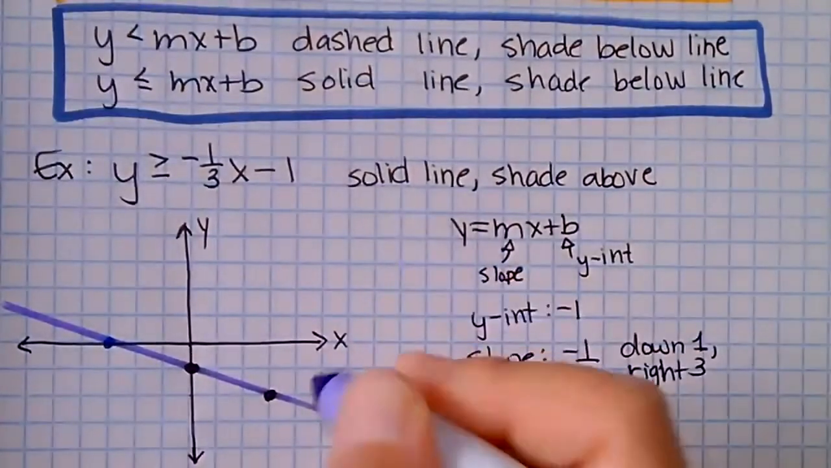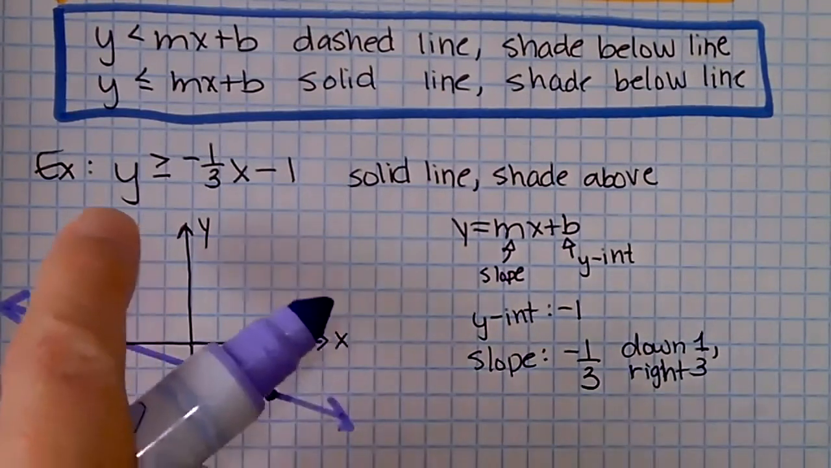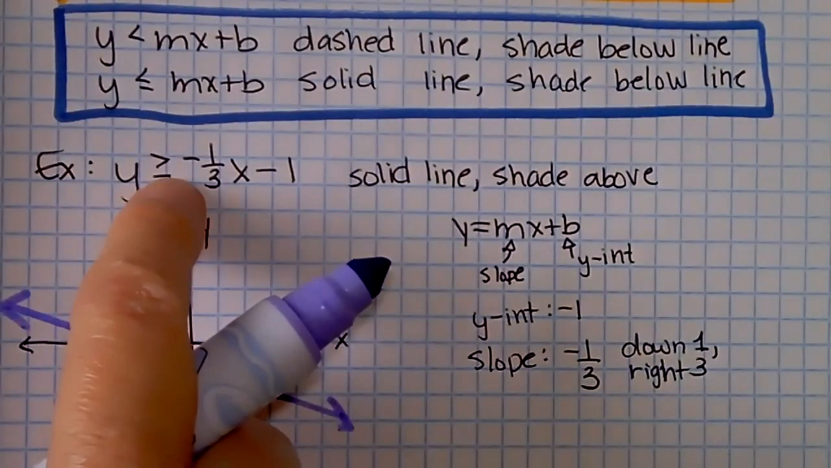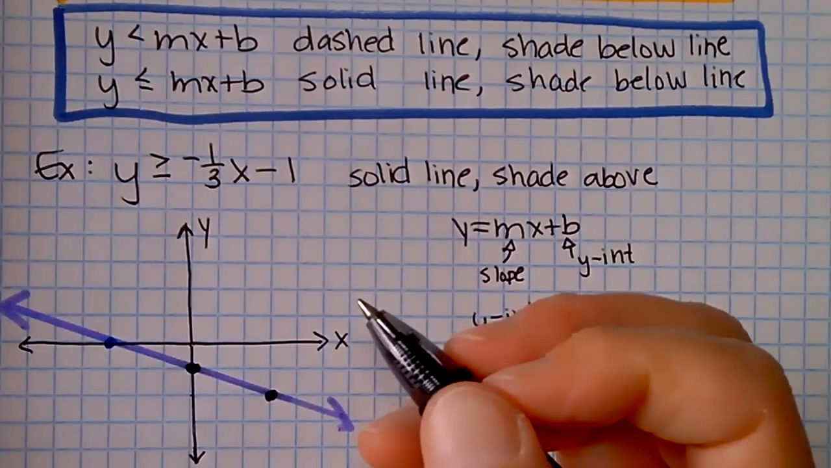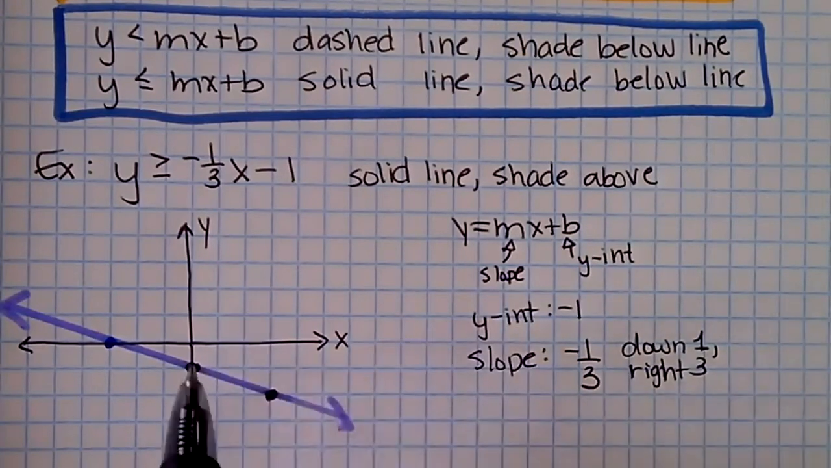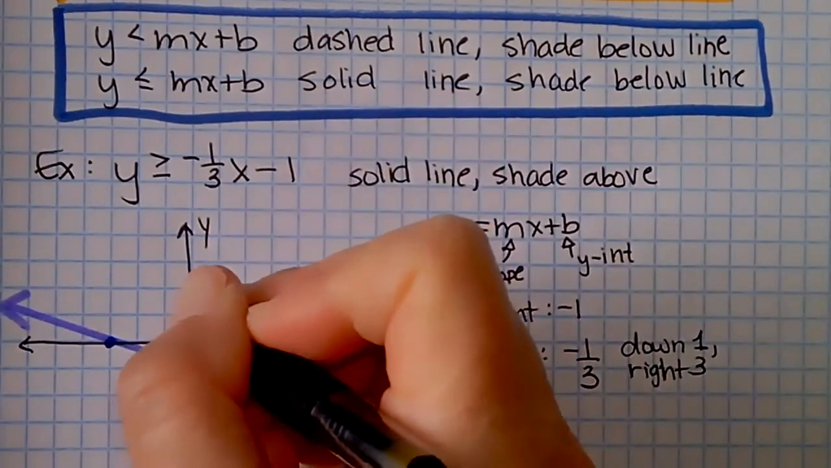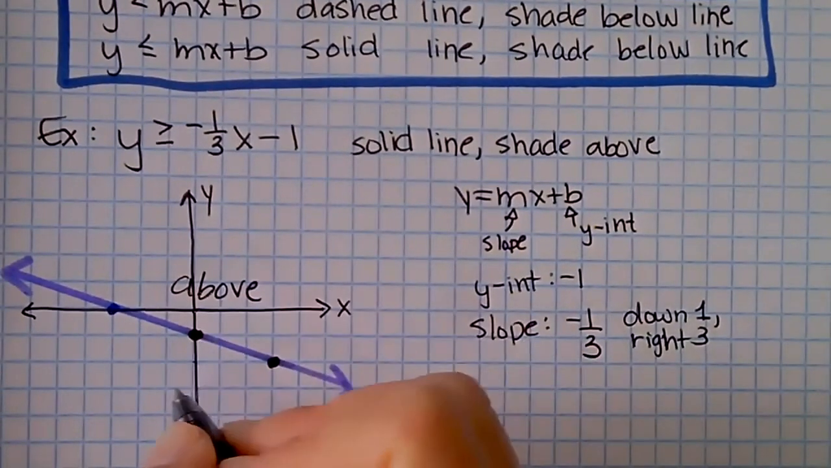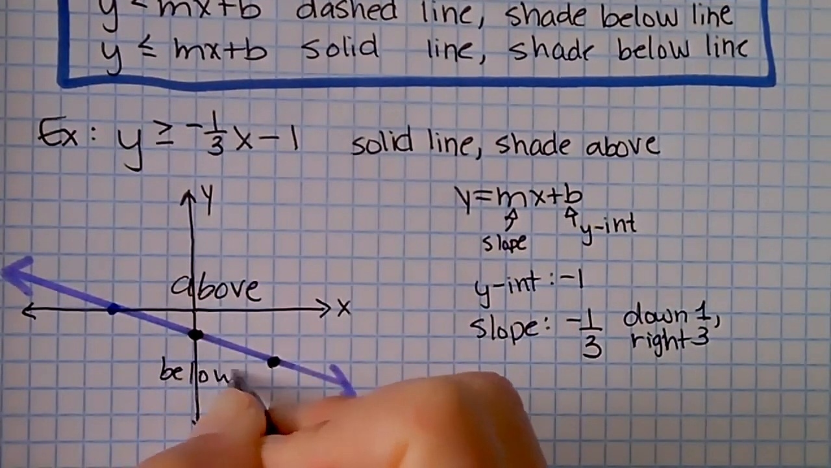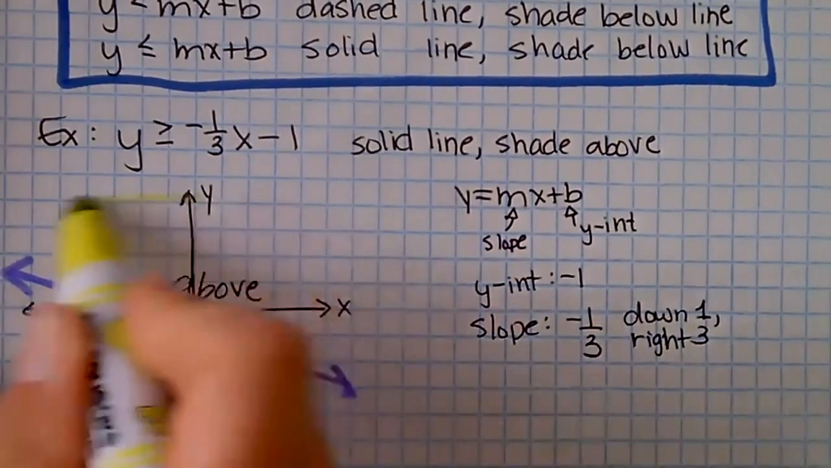Okay, solid line. And what that means is everything on this line that I just drew in purple actually is going to make this true. It's going to make it equal. Now I need everything that's going to make it greater. So again, you want to think above is greater, below is less than. So if I come here, sometimes it helps to come to your y-intercept and you go up, then this is going to be above. And if I went to my y-intercept and I went down, this would be below. And again, I want to shade above. So I'm going to shade everything here.